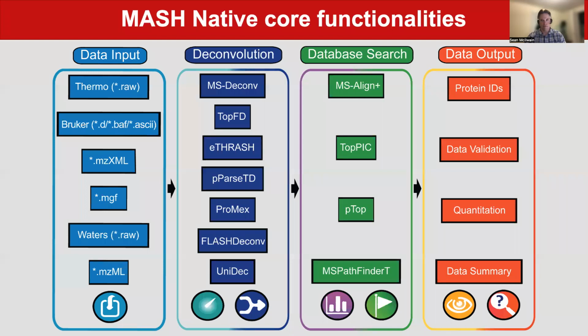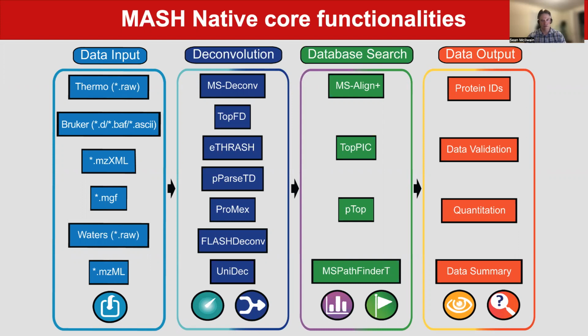Written to run within the Microsoft Windows environment, MASH Native is a descendant of MASH Explorer and includes multiple vendor format support, integration with many algorithms for deconvolution and database searching, and several additional features. Currently, MASH Native supports Thermo, Bruker, Waters, mzXML, mzML, and MGF files as input into the system. MASH Native can import experiment files by using the vendor libraries directly or through the use of ProteoWizard.